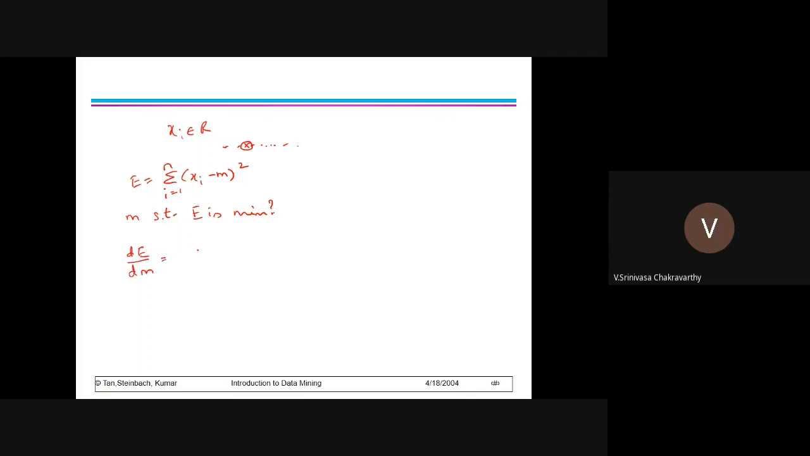dE by dm is equal to half of sigma i equal to 1 to n of (x_i minus m), and this should be equal to 0. So I can ditch this half, I can ignore that half. So sigma x_i is equal to sigma m up to n. Now this is equal to n times m. So if you remove this and bring one n here, m equals the summation of x_i divided by n.